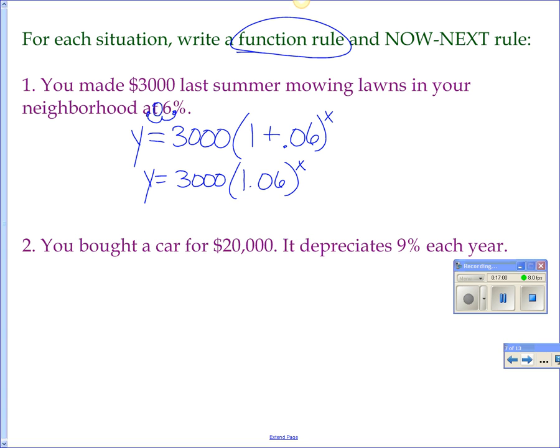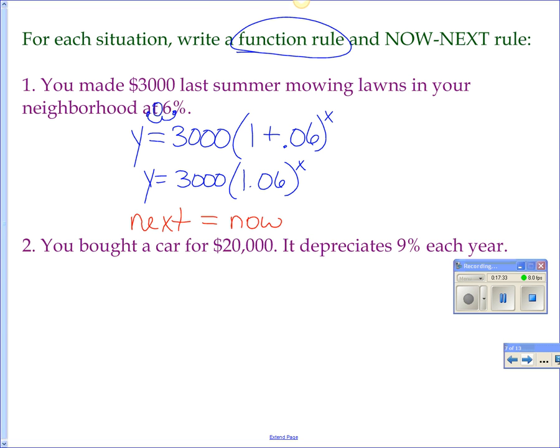All right, ladies and gentlemen, now we're going to do the now next rule. These are new. We've always had those in multiple choice, but now we're actually going to write one out. You always start with the word next. So write that. Next equals. That's how they always start. They always start with next equals now. So go ahead. It always starts with those 3 things. Next equals now.